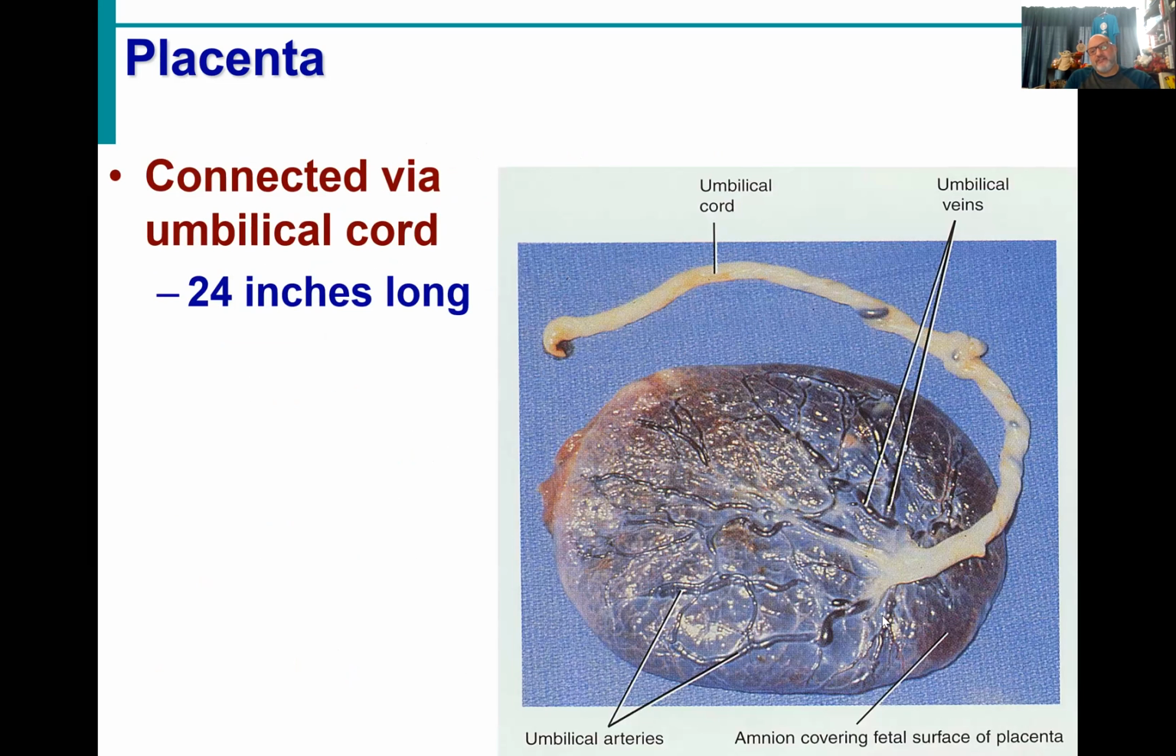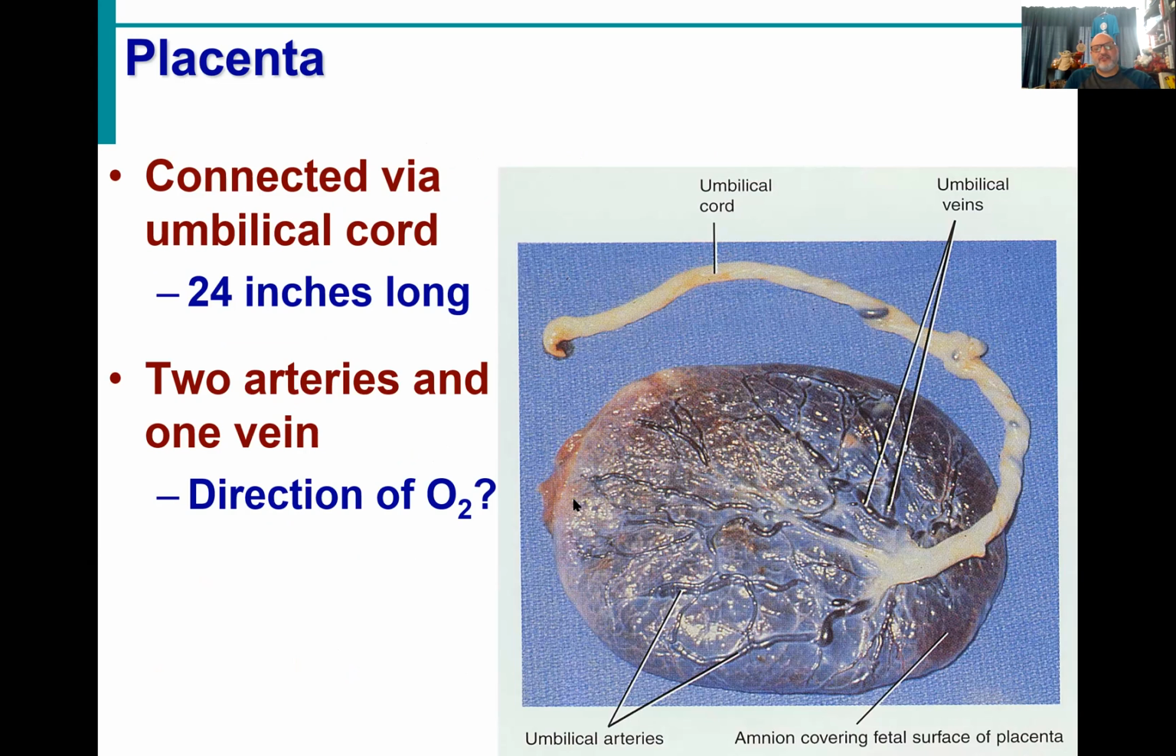Here we see a picture of the placenta and then the other structure that connects that placenta to the baby, the umbilical cord. Umbilical cord is about 24 inches long. Inside it, it has 2 arteries and 1 vein. And again, normally we think of especially systemic arteries as being oxygen rich and veins being oxygen poor. Is that going to be the case here? No, exactly. The mom is providing the oxygen to baby, so it is going to be the umbilical vein that carries that oxygen-rich blood back to the body, and the arteries coming out carry the waste.